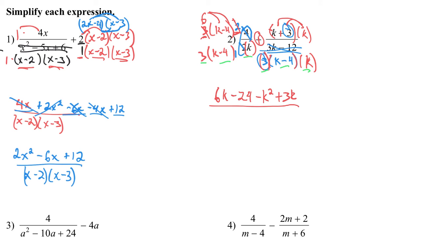And then on the bottom, I'm going to write my common denominator. Now the k and the 3, I'm going to put those guys in the front, just because that's how you usually see it. So I have 3k times k minus 4. Then on top, just combine like terms. So we got negative k squared. We have a 6k combining with the 3k. So 6 plus 3 is 9. And then we have a negative 24. All over the common denominator.